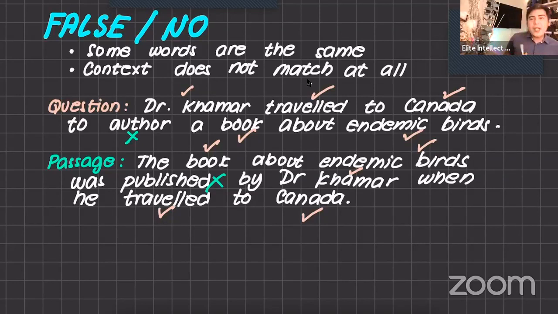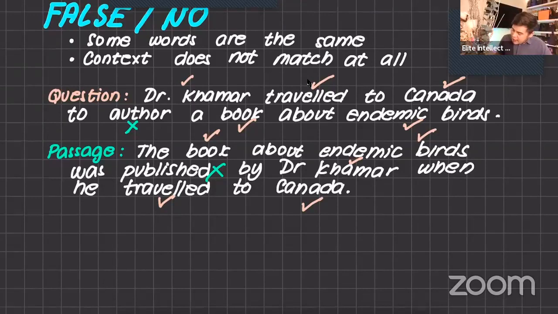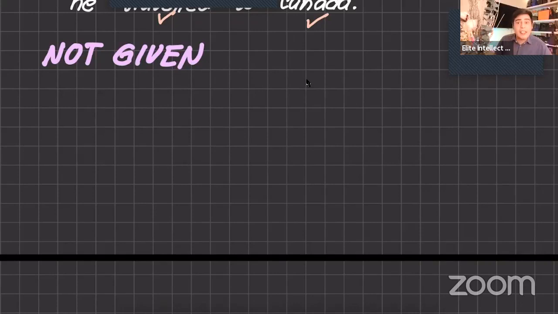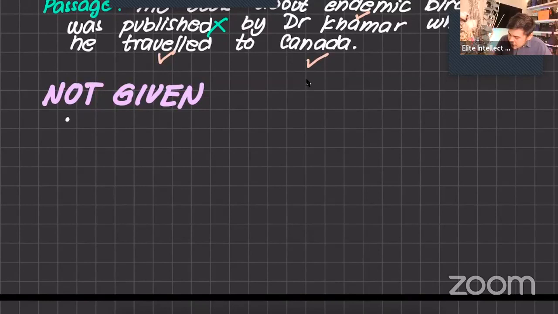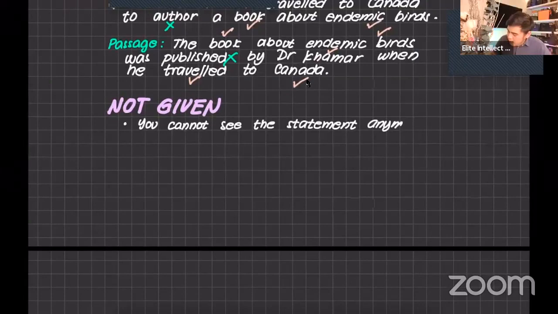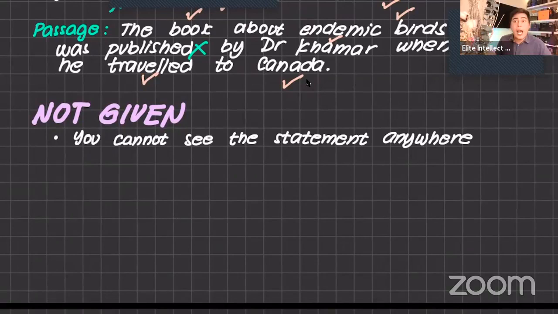Sir, you know what? I'm having a hard time thinking when it comes to false and not given. Okay, let's talk about not given items. Sir, paano naman po kapag ka not given? I have signifiers for not given items, guys. Believe me. How can you say if that is not given? First things first, guys, what I always tell my students is you cannot see it elsewhere. You cannot see the statement anywhere. Kahit bali-baliktarin mo yung papel mo at yung papel ng katabi mo, isama mo pa yung bato mo at saka yung atay mo, you will not be able to see the statement right there.